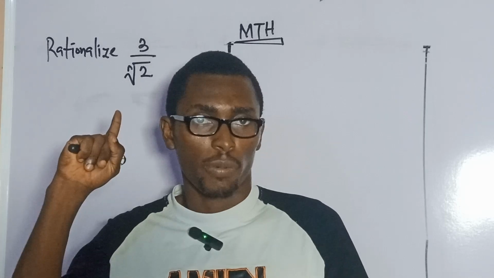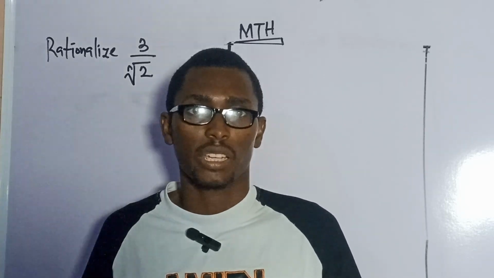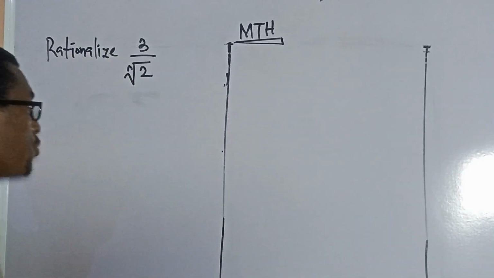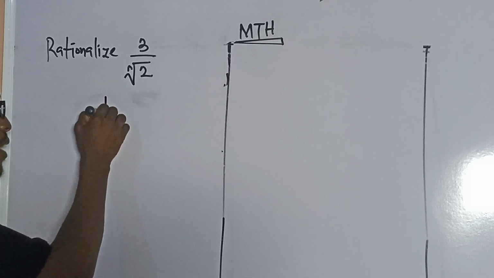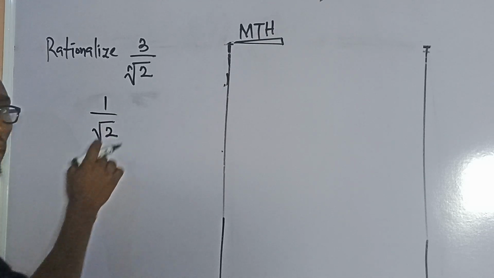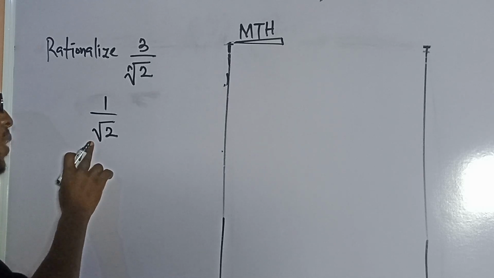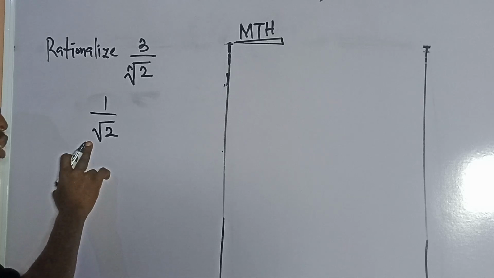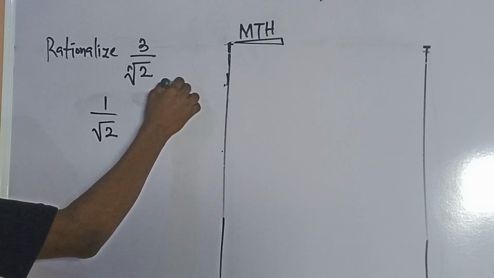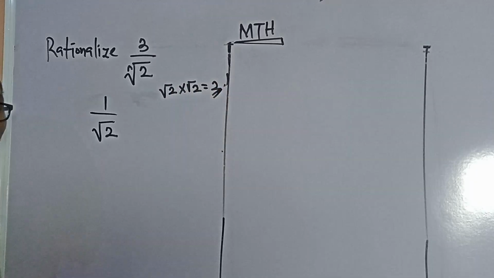Now, I want to consider the solution of this problem on the board, rationalization of a general surdic expression. If we are told to rationalize 1 over the square root of 2, this is very simple to handle, because to rationalize this, we need to multiply the numerator and the denominator by surd 2. Because surd 2 multiplied by surd 2 will give us 2, and this 2 here is a rational number.